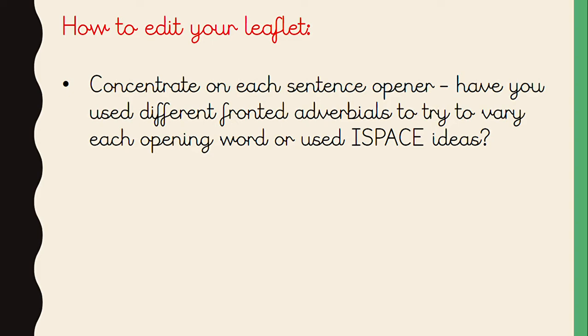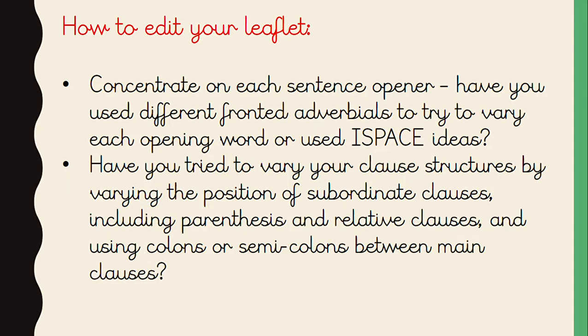Okay, some of it, like similes and things, won't necessarily be relevant to this piece of writing, but there were definitely some ideas you could have used on the sheets I sent you yesterday. Okay, have you tried to vary your clause structure? Maybe by putting the subordinate clause in a different place in the sentence. Have you included parenthesis, extra information? Have you included a relative clause there somewhere? Have you tried to use colons or semicolons between main clauses? Try and use all of those grammatical features that are suited to an information text that we looked at even weeks ago when we did our Fleming work.